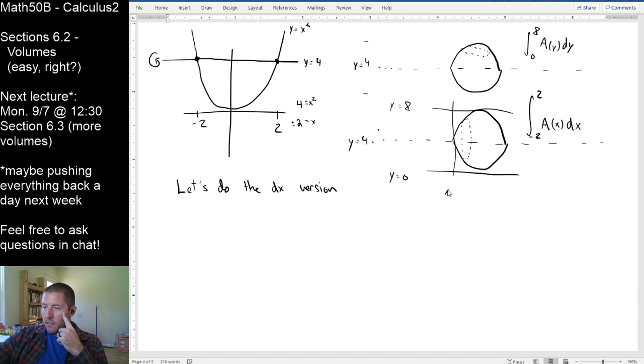This is our x equals -2. And this is our x equals 2 right here. So these are the bounds on where our object is going to live, no matter how we want to think about this guy. So I want to come up with the area of this circle right here.